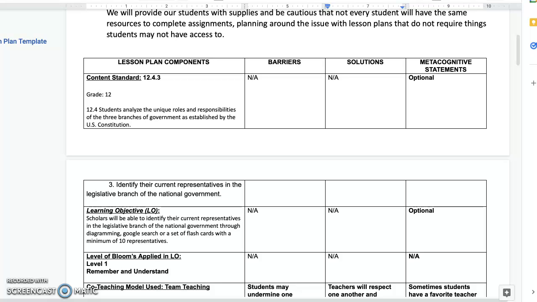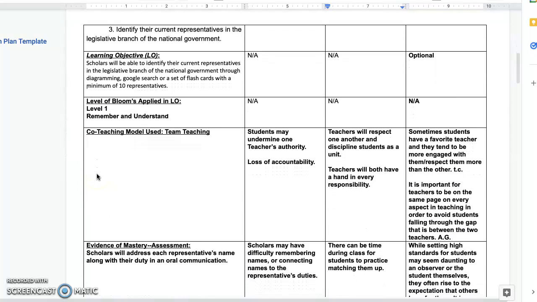Hi everyone, this is Tanya, and before I start explaining my explanation portion of my UDL lesson plan, I would like to go over my content standard, which is 12.4.3. My learning objective is scholars will be able to identify their current representatives in the legislative branch of the national government through diagramming, Google search, or a set of flashcards with a minimum of 10 representatives.